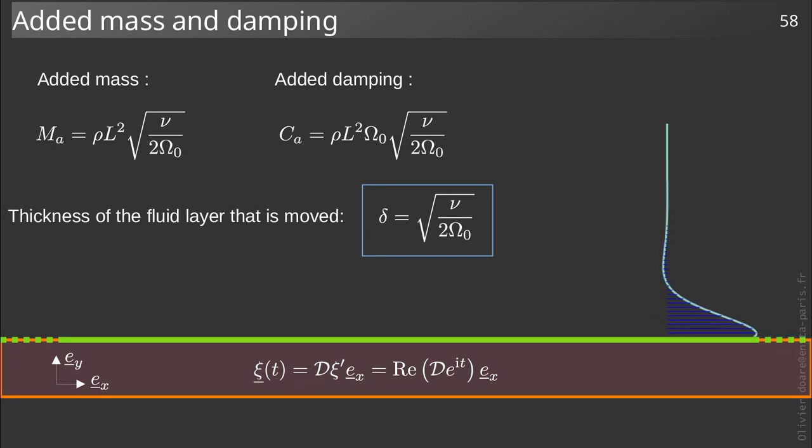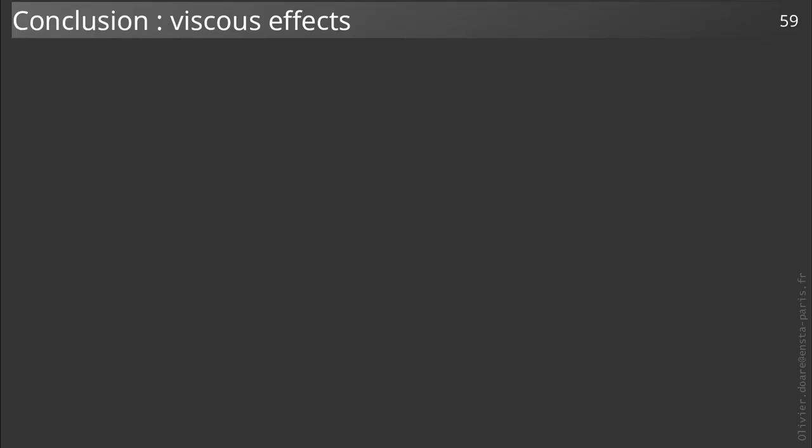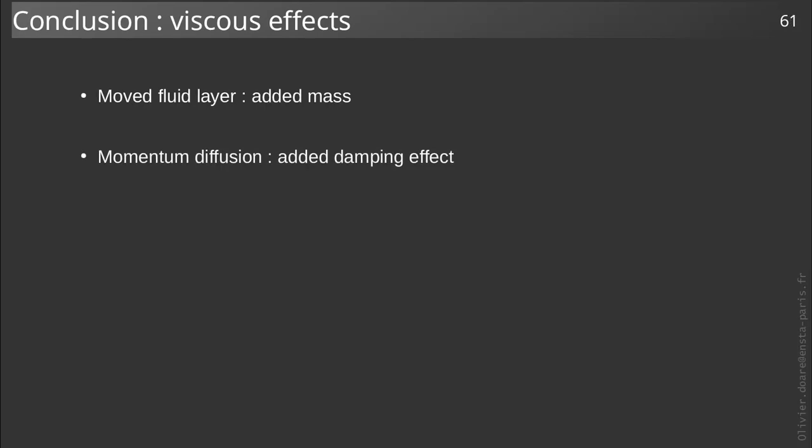On the other hand, even if this fluid thickness is small, the shear can become very large and therefore the damping effects as well. This appears in the damping coefficient, which has omega naught in factor. In conclusion of this video, we have highlighted an effect of moved fluid layer which leads to a purely viscous added mass phenomenon. Energy is also transmitted to the fluid by diffusion, which leads to an added damping phenomenon.